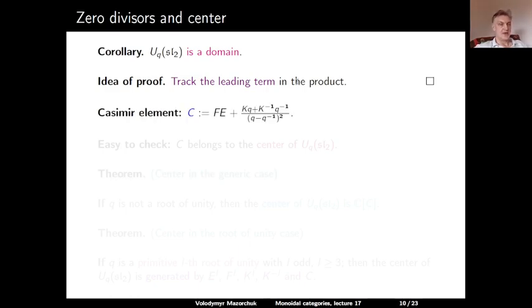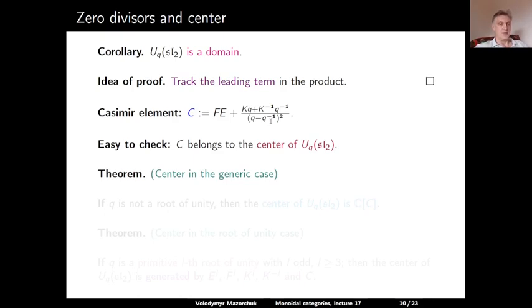Similarly to U sl2, we have the Casimir element, C, which is defined as FE plus Kq plus K inverse q inverse divided by q minus q inverse squared. And it is very easy to check that this element C belongs to the center of the quantum algebra U_q sl2.